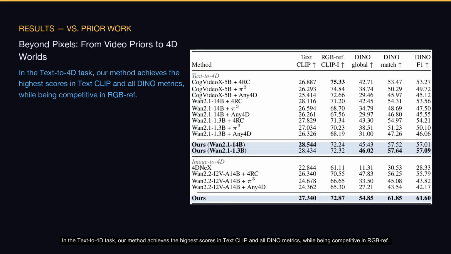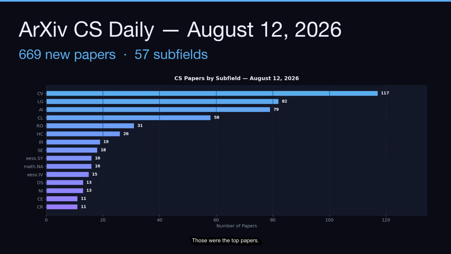In the text to 4D task, our method achieves the highest scores in text clip and all Dino metrics, while being competitive in RGBref. For the image to 4D task, our method substantially outperforms all other baselines across all evaluated metrics, including text clip, RGBref, clip I, and all Dino scores. Those were the top papers.